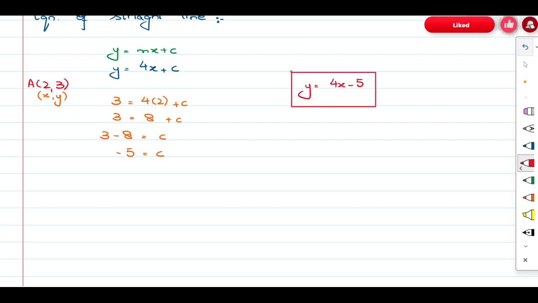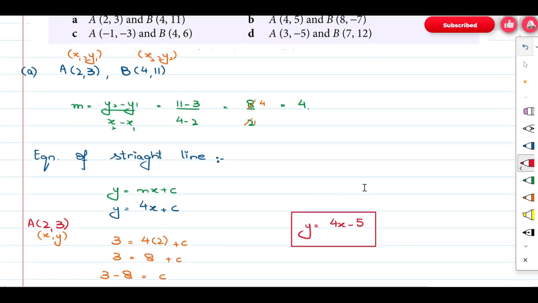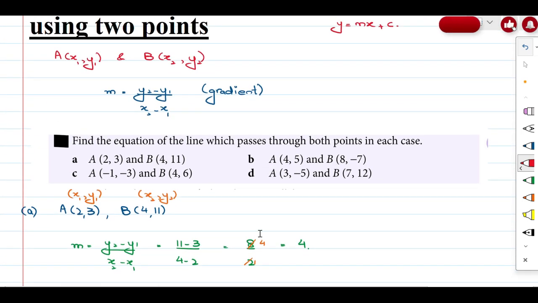So we are done with part A. You can see how we get the equation of a straight line if we are given 2 points. The first point's coordinates we treat as x1, y1. The second point's coordinates we treat as x2 and y2. Find the gradient by using the formula. You need to remember this formula. This is the most important formula which you need to remember.